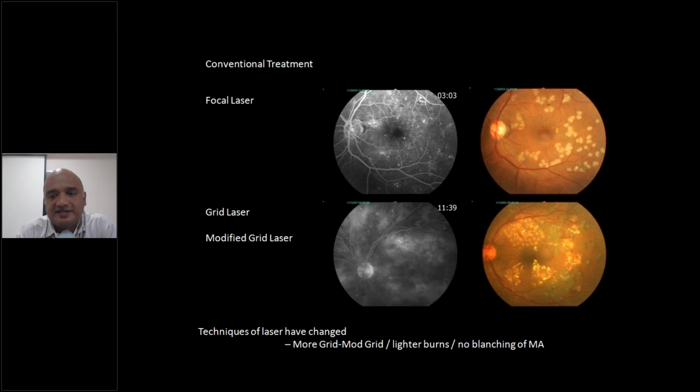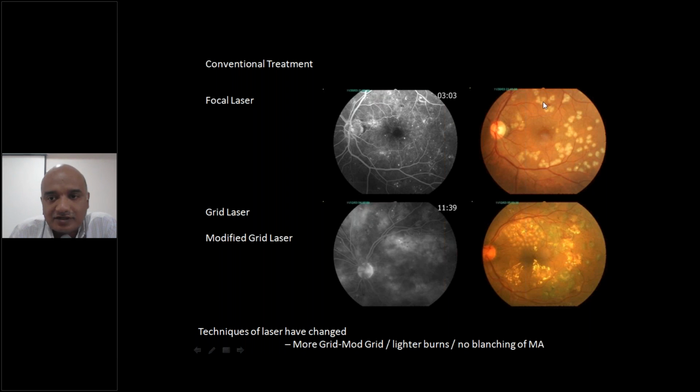Now, if you see this picture, to understand what is focal laser and what is grid laser and what is modified grid laser. This is the fundus fluorescein angiogram picture. You can see a lot of small white dots, hyperfluorescent white dots. These are nothing but microaneurysms. Wherever these microaneurysms are there, for example, there are a lot of microaneurysms in this area, you identify that area on FFA, and then you give lasers.